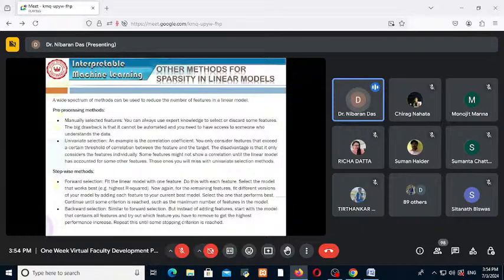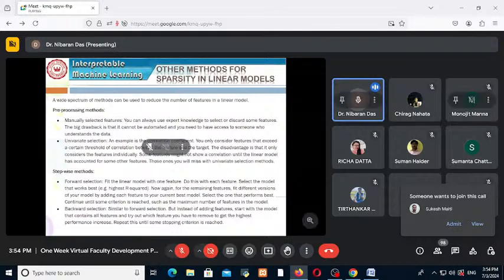The second one is univariate selection. An example is the correlation coefficient. You only consider features that exceed a certain threshold of correlation between the features and the target. The disadvantage is that it only considers the features individually. Some features might not show a correlation until the linear model has accounted for some other features.